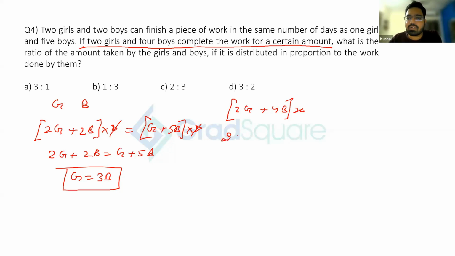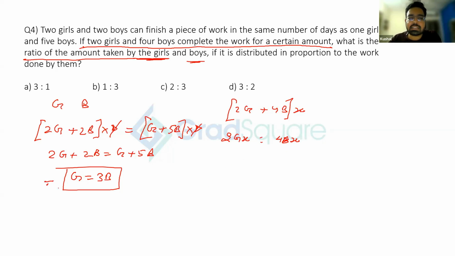I'm not concerned with how many days it is. So, as a group of girls, they will do how many units? 2GX. And as a boys group, how many units will they do? 4B into X. This will be the work done. Now, what is the ratio of the amount taken by girls and boys? So, total amount should be divided in this ratio itself, correct?